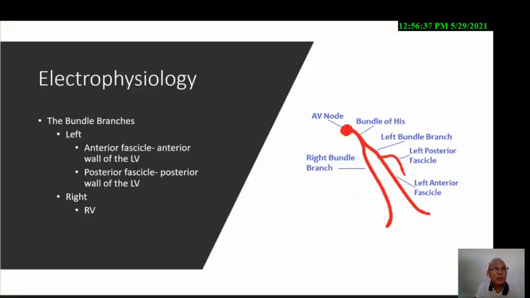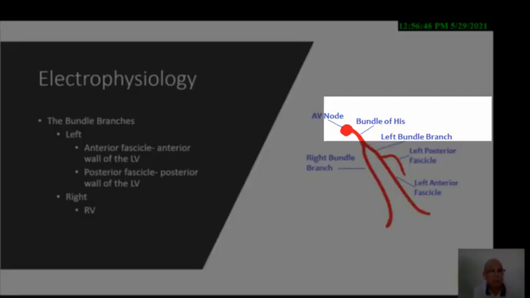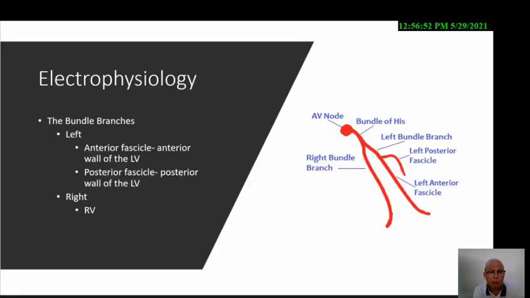And lastly, we look at the transmission of electrical impulses into the ventricles, beginning with the bundle of His. From the bundle of His, there's going to be a split of the movement of electrical energy, one going to the right through a pathway called the right bundle branch, and of course going to the left through a pathway called the left bundle branch.